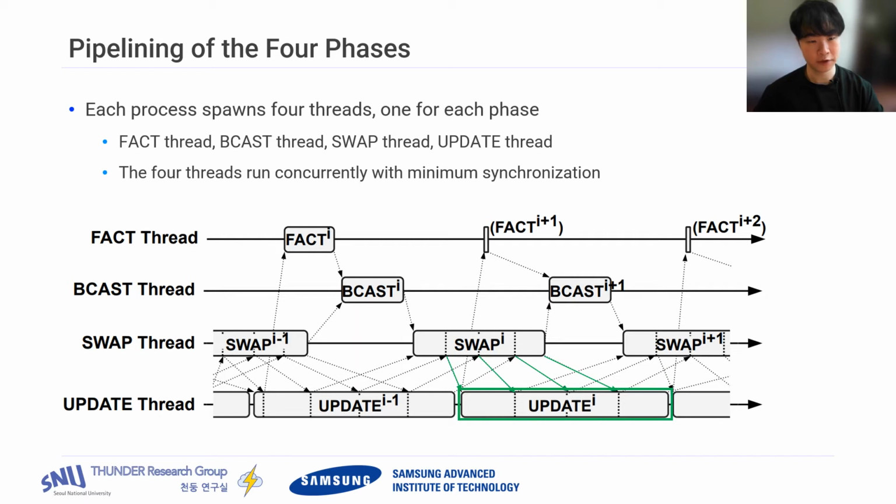Note that this figure is an ideal case where the workload of the update phase is large enough to fill the entire pipeline. Such an ideal case occurs at the early stage of the LU factorization. As the LU factorization progresses, the relative workload of the update phase gets smaller, and the fact, Bcast, or swap phase may become the performance bottleneck of the pipeline. This completes the intra-process optimizations of SnuHPL.